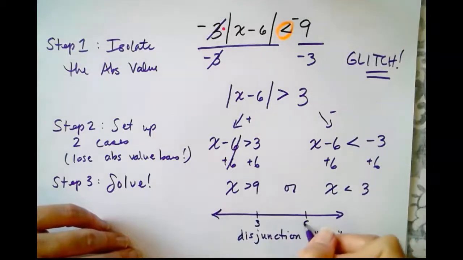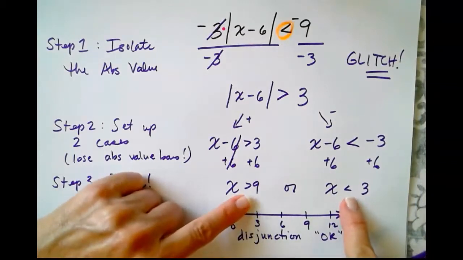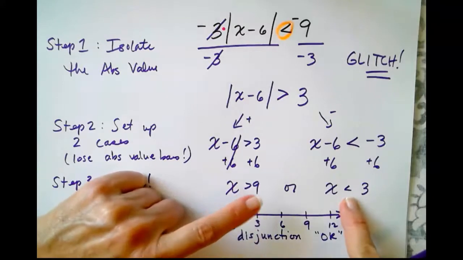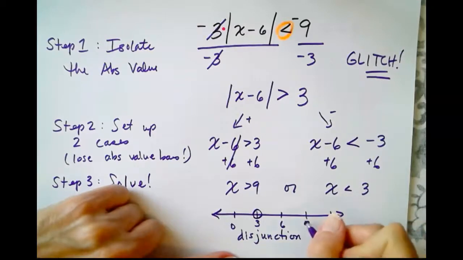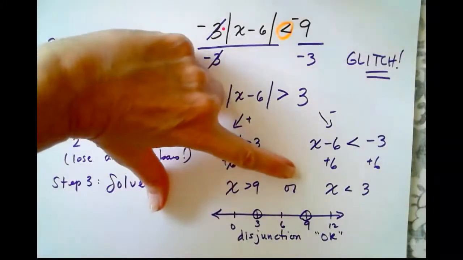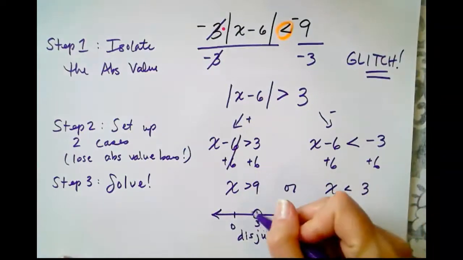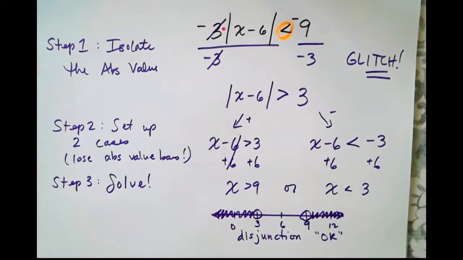Here's 3, here's 9. Be certain that you get your numbers in correct order from left to right on the number line. Put 6 in the middle, 0 down here, 12 over here. Both signs are strictly greater than, strictly less than. This is an open circle on the 3, open circle on the 9. Our answers are bigger than 9 or less than 3. So that is to the left of 3, that is to the right of 9.